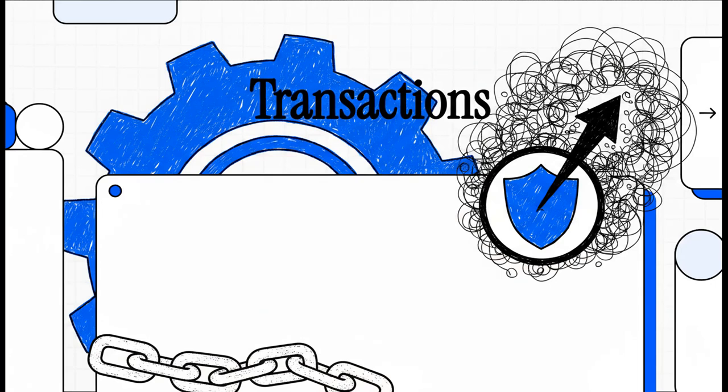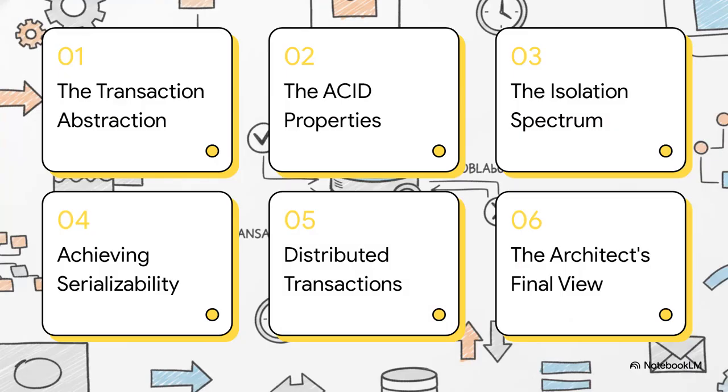All right, let's get right into it. We're going to be talking about one of the most foundational, but also one of the most slippery concepts in all of system design, the transaction. It's this promise of order in a world that is, frankly, pure chaos. So here's how we're going to tackle this. We're going to start with the beautiful, simple promise that transactions make.